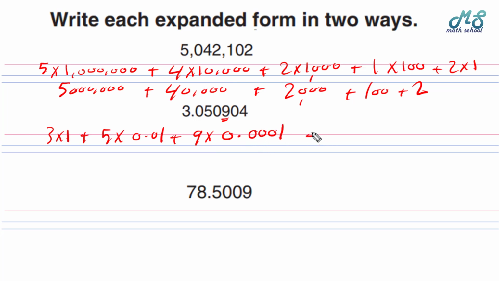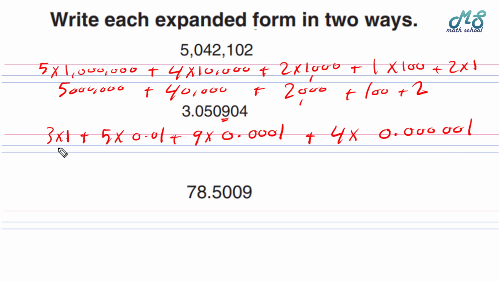0.0001 plus 4 in what? In millionth. We have 6 digits, by the way. So its value is equal to 4 times 1 millionth. How can we write 1 millionth? We have 6 decimal places. 0.000001. So 4 times 1 millionth.